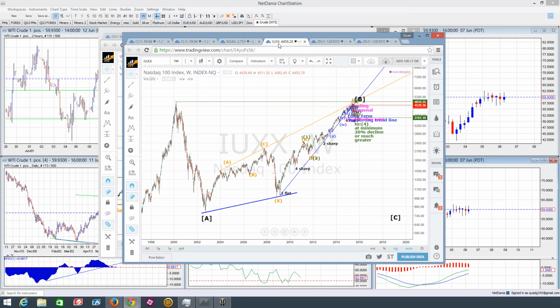All right, so here's the NASDAQ, and here's my long-term count. Here's the 2000 top. And we got this impulsive drive down into wave A, into 2002, and then we've chopped along here with what looks like a single zigzag to the upside, and then we've got a 3-wave move to the downside down into wave X.